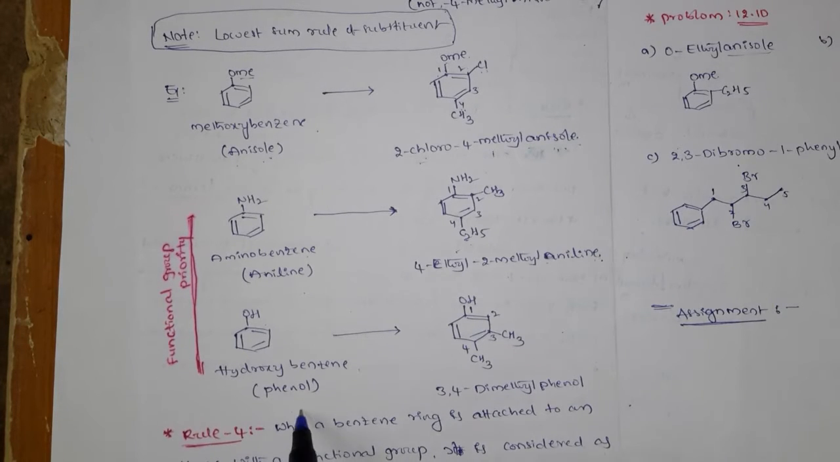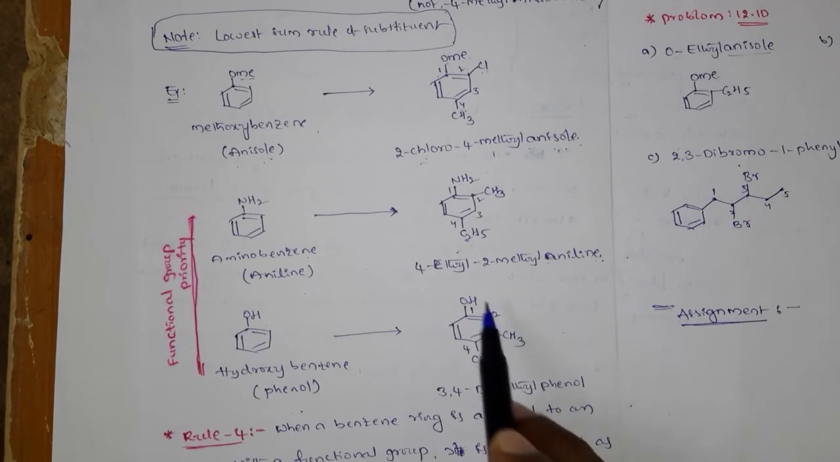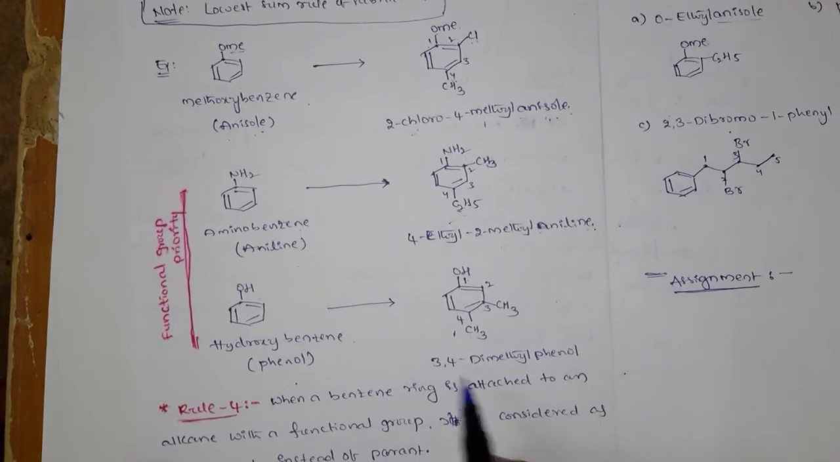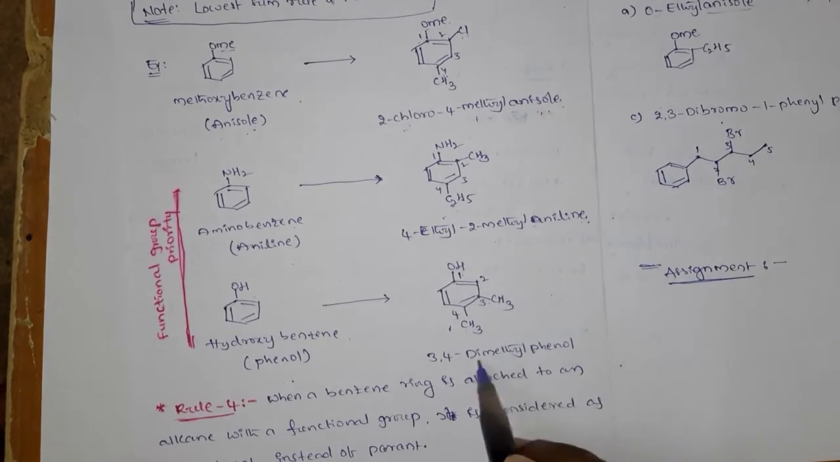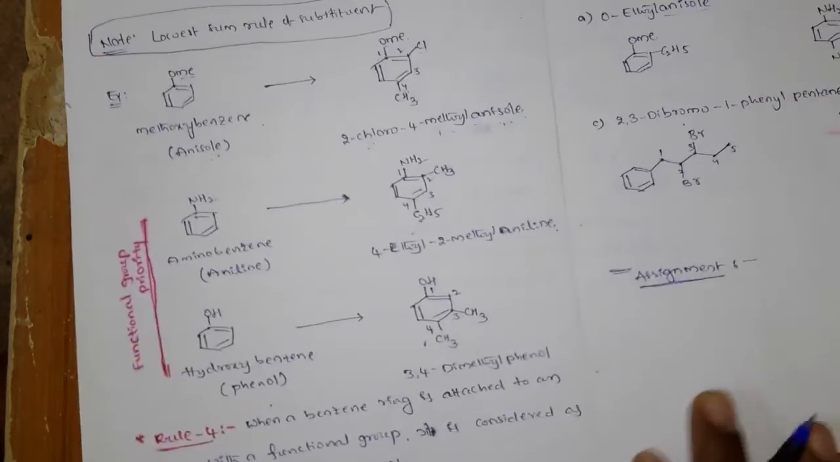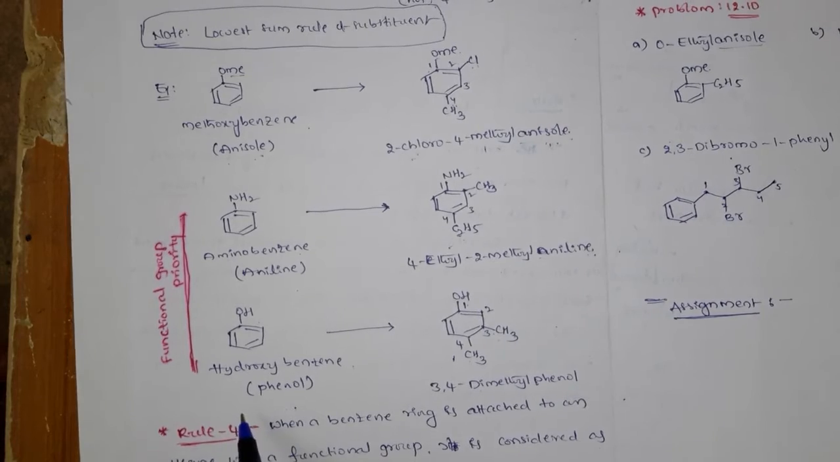Next, hydroxybenzene, this you call it as a phenol. So in the phenol, these two are the substituents and this is the main. So start from the OH, 1, 2, 3, 4. Okay, so you can get the 3, 4 dimethyl phenol. Okay, this is the one.